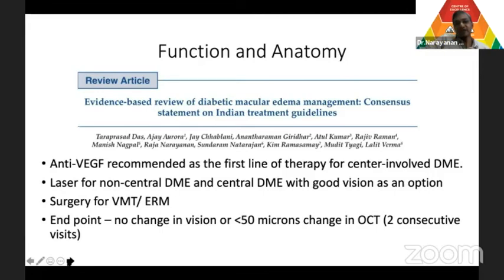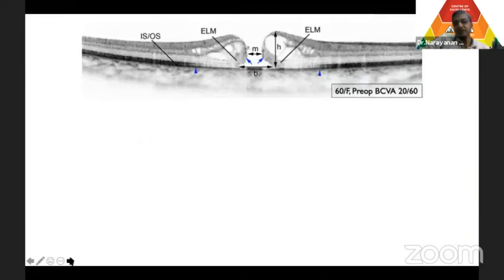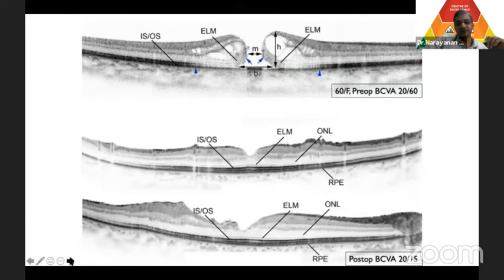So there are Indian DME guidelines. Anti-VEGF is recommended as first line. Laser if it's non-central, surgery for VMT or ERM. Endpoint, that is, when can you stop injecting? When there is no change in vision for 2 or more consecutive visits after the first 6 months, or less than 50 microns change. VRSA members usually switch after 3 injections. I will skip this one here.